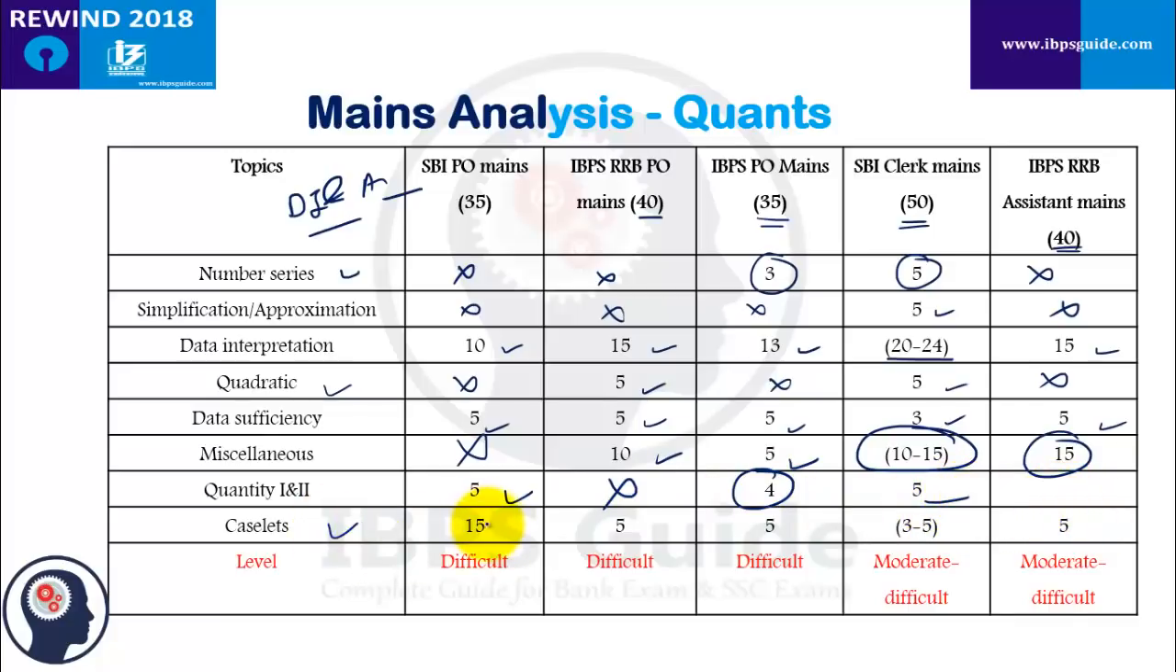Caselet DI type of question, which is a very important type of question. So 15 questions are asked in SBI PO mains exam, and the level is difficult. You can see the mains exam is definitely at a difficult level, either it is IBPS or SBI. The level is moderate to difficult. SBI clerk mains, IBPS RRB assistant, moderate to difficult.